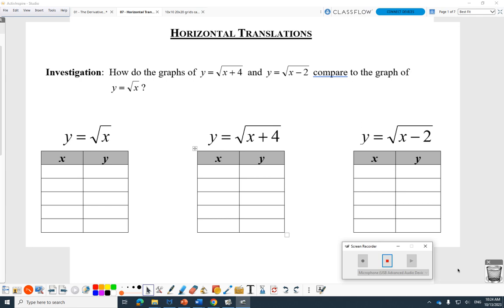How do the graphs of y equals root x plus 4, with the x plus 4 inside the root this time? That's how it's different than yesterday's. Yesterday the plus 4 would have been outside the root, and that changes everything, apparently. And y equals root x minus 2 compared to the graph of y equals root x. I stick to what I said.